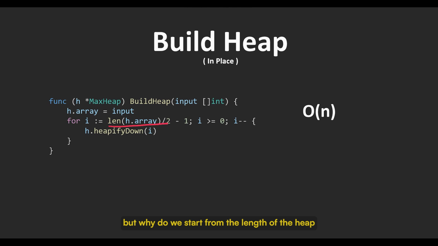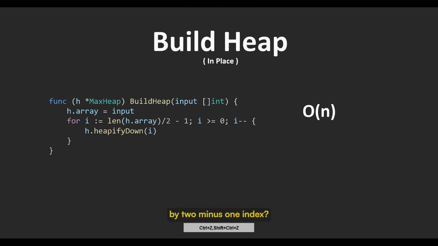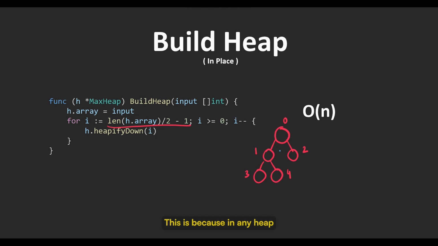But why do we start from the length of the heap divided by 2 minus 1 index? This is because in any heap, you would notice that the last non-leaf node will be located at the length divided by 2 minus 1 index. So we start from that index and go up till 0, where at each index we heapify down recursively.